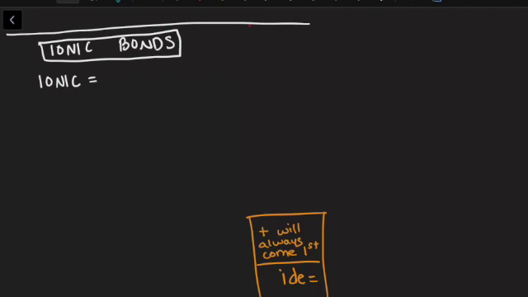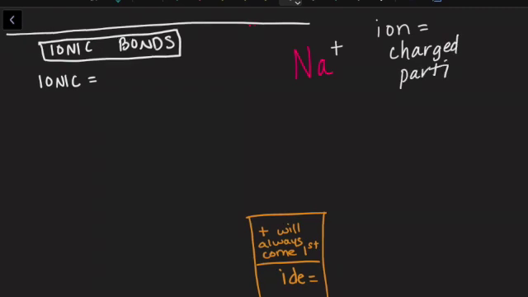So, ionic bonds. Let's say we take Na, sodium, off the periodic table. It has no charge at all. It is neutral. That means the protons equal the electrons. So right off the periodic table, it does not have a charge. But as soon as it gains or loses an electron, it will have a charge and it will become an ion. So an ion just equals a charged particle, just because it's gained or lost an electron.